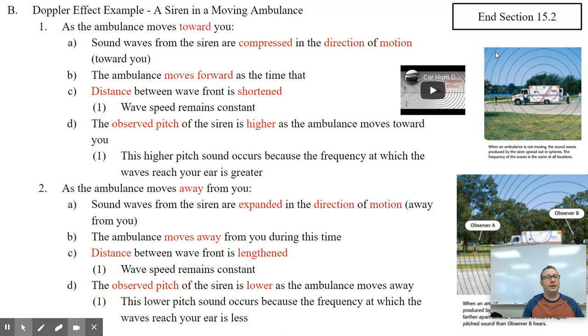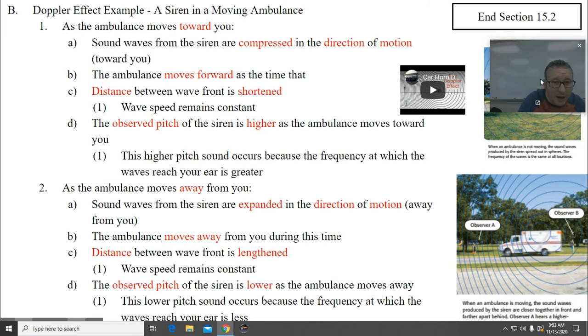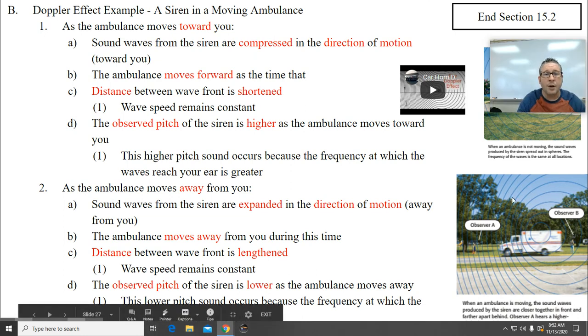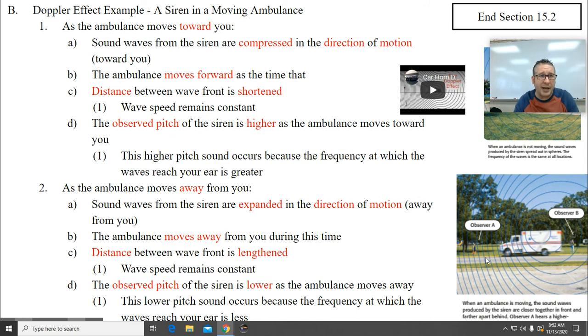And lastly, some examples. Again, a siren moving in an ambulance. As the ambulance is moving towards you, here's what's happening when we hear those weird sounds. Sound waves from the siren as it's moving towards you are being compressed in the direction of the motion. So as it's nearing you, these rings that we see up here, I'm actually going to move up here. If this is you on the side of the road and this ambulance is going towards you, the sound wave rings are compressed, so they are closer together. And so that's why it's going to sound like a higher pitch.